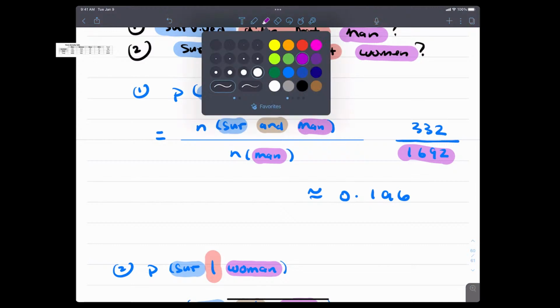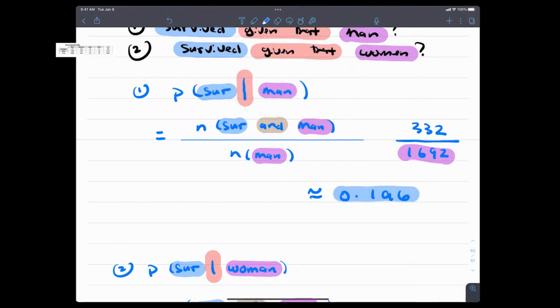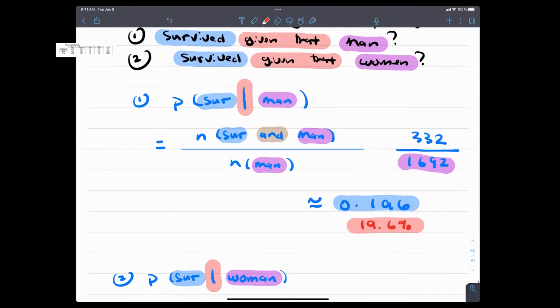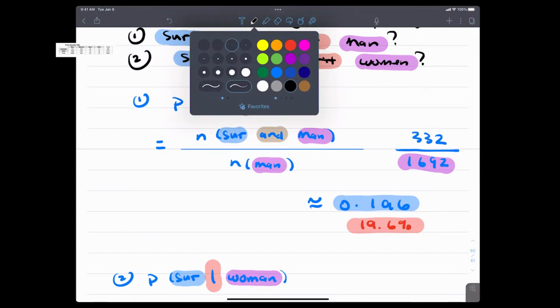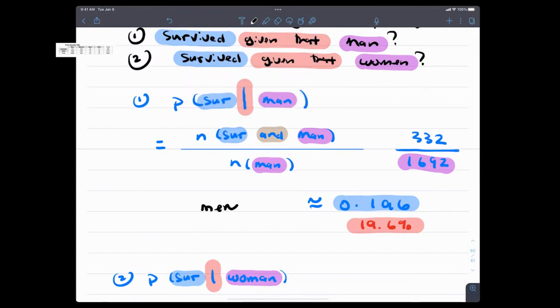Okay. This is the probability. What does that mean as a percent? 19.6%. So, ladies and gentlemen, 19.6% of your passengers survived, given that there were men. In other words, of the men now, this is the men group. Of the men, 19.6% of the men survived the Titanic. Really good. All right.